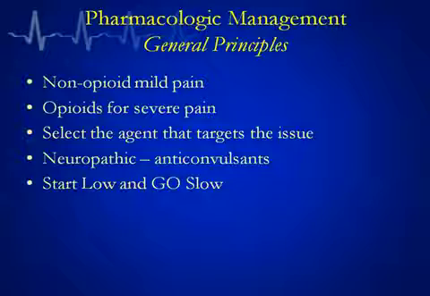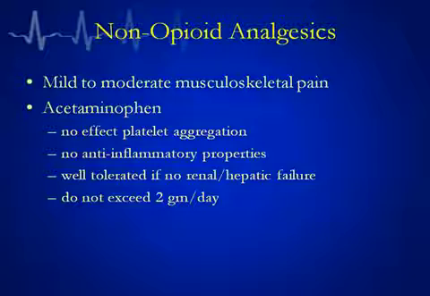Older folks don't do nearly as well as younger folks when you hit them with a hard narcotic. Start slow, go slow, and titrate their pain. And reassess, reassess, reassess. Some of the non-opioid alternatives you have is really acetaminophen. I mean, these patients do pretty darn well. I see a lot of folks that come in that suffer chronic pain syndromes, and all they take is acetaminophen. And they usually do well.